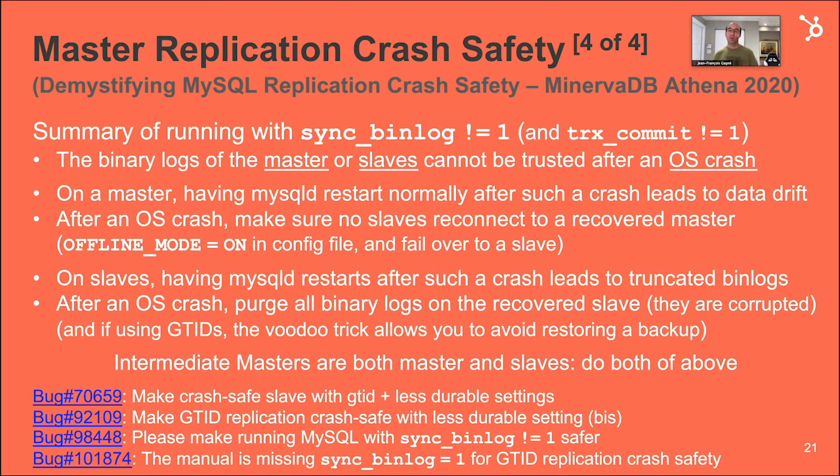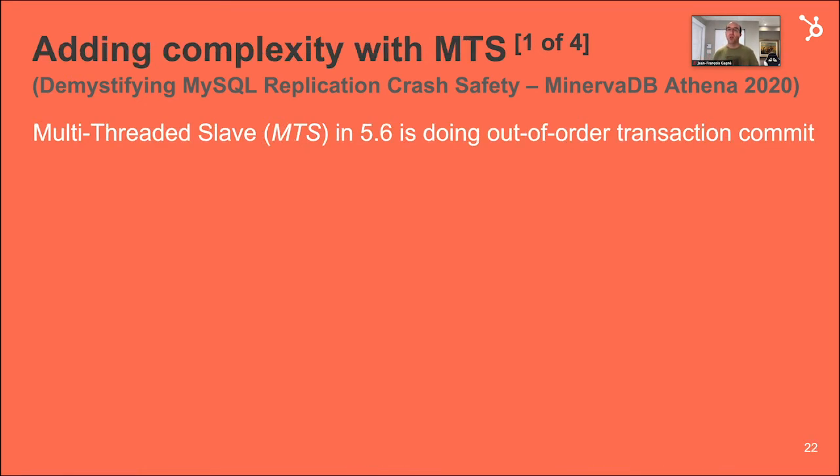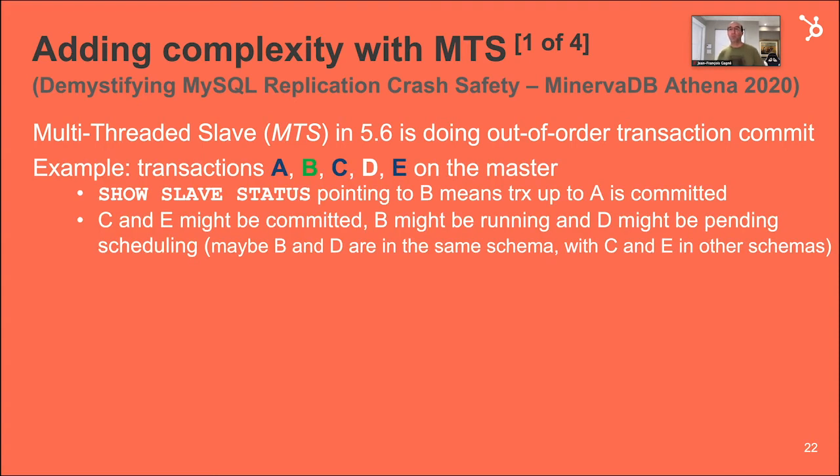So now we've covered the simple solution of MySQL replication crash safety in 5.6, GTIDs. We've covered the master. Now we're left with parallel replication. Multi-threaded slave, MTS, is a great improvement for replication speed, introduced in 5.6. It's made better in 5.7. But in 5.6, multi-threaded replication is doing out-of-order commit on slaves. And what do I mean by that?